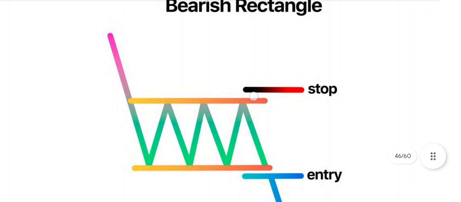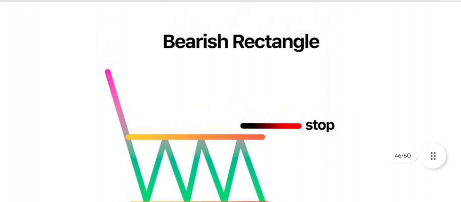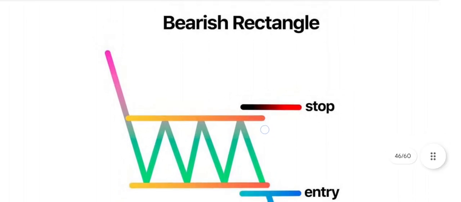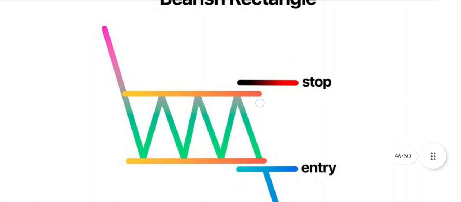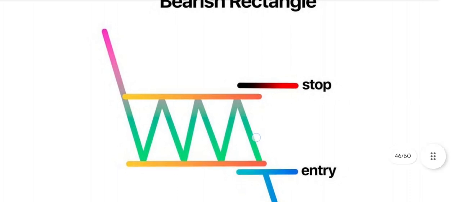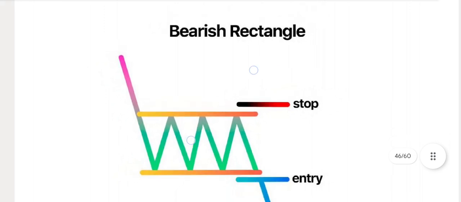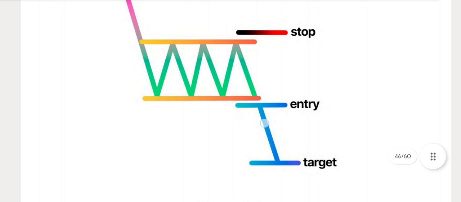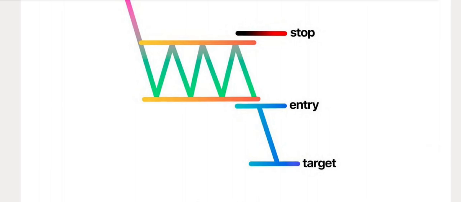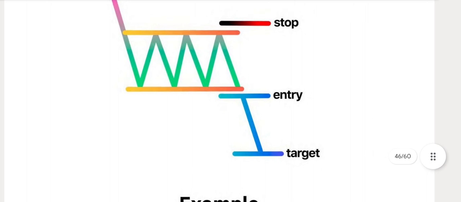On our next strategy, we have the bearish rectangle. We talked about the bullish rectangle area on our last video. Today we are talking about the bearish rectangle. You can see where you're supposed to place your stop loss, entry point, and the target. Remember to use a ratio of 1 is to 3.